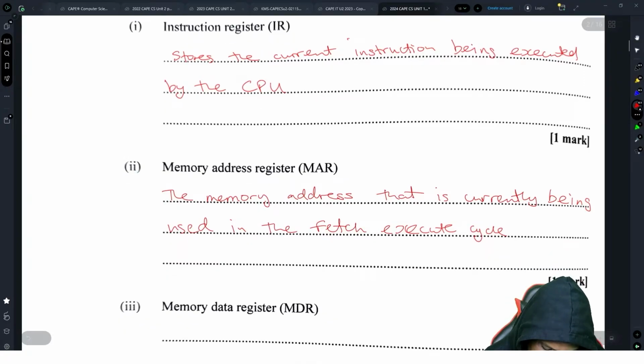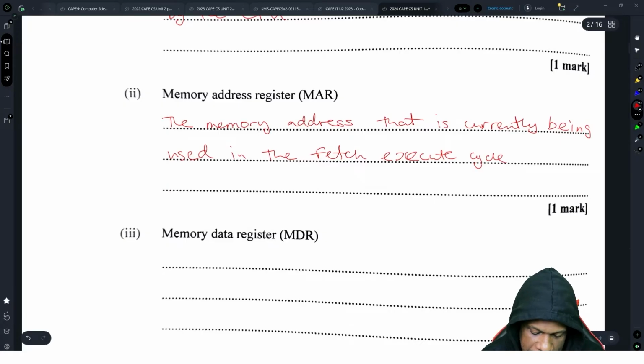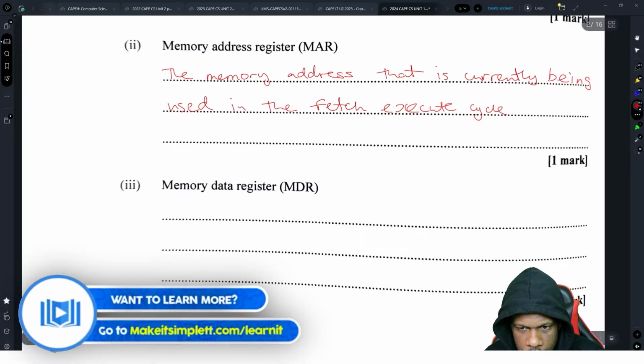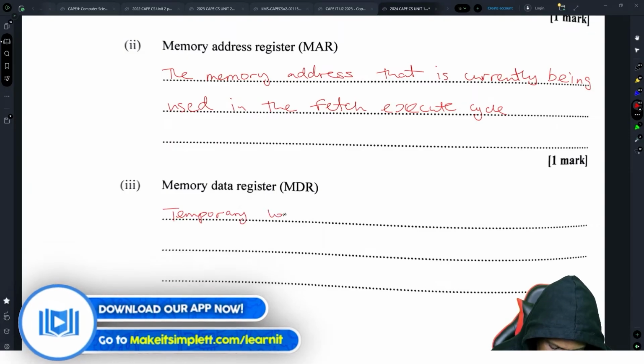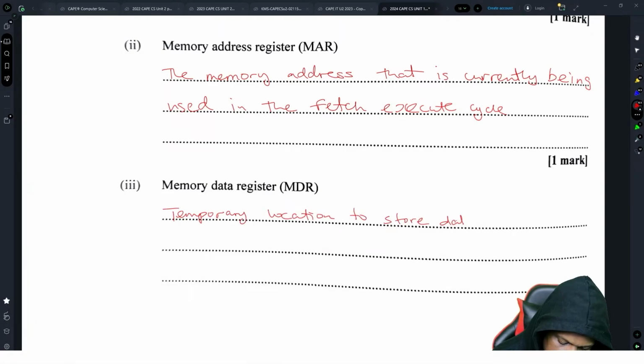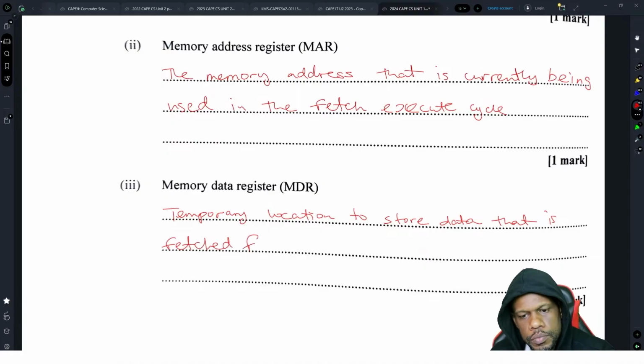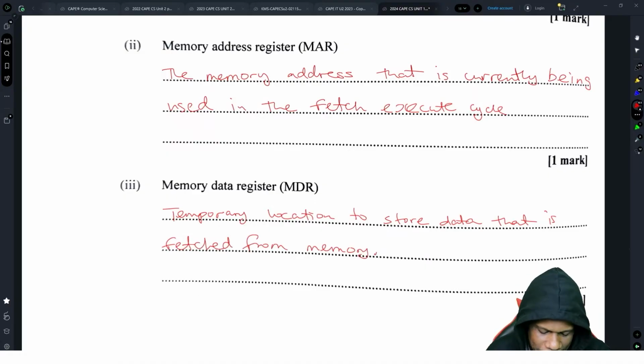And the MDR, memory data register, that's actually the data that you got from the memory address, right? So this is a temporary location to store data that is fetched from memory. So the MAR points to it and the MDR holds it, basically. We'll go with that. Alright, that's part one.